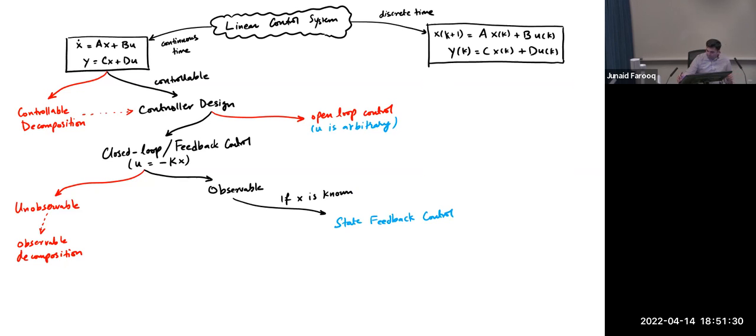The other possibility is that X is unknown, right? Meaning that Y is not equal to X. So you may have to do some observation. So here we will have observer design.